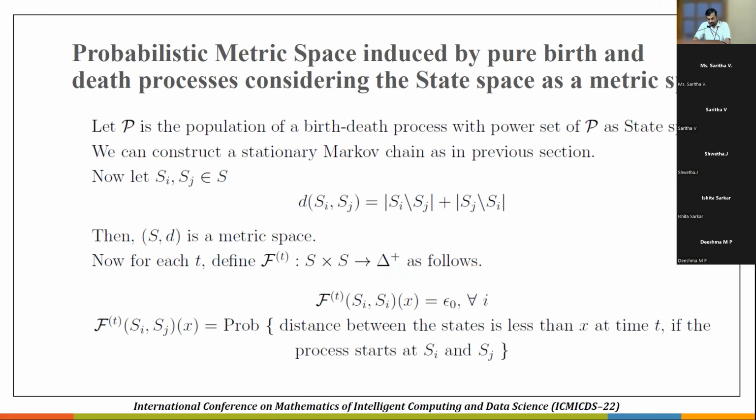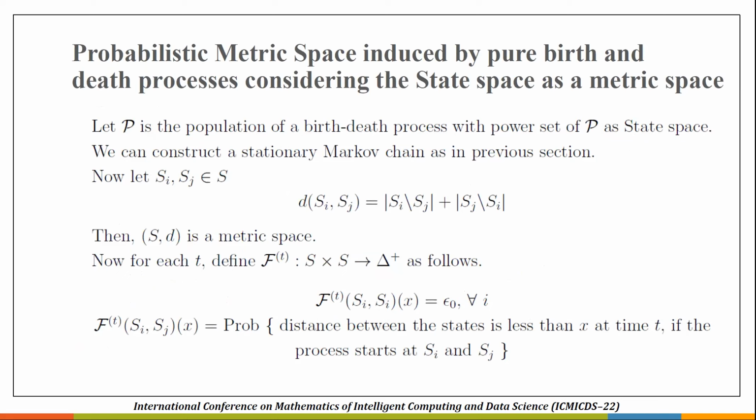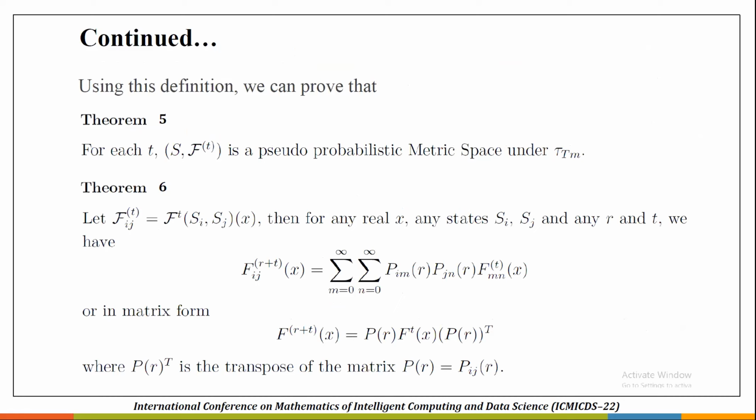And the last case is, okay, I'm concluding. In the last case, we considered the state space as the power set itself, but we consider the cardinality of the symmetric difference as a metric. So the state space will be a metric space, and we define distance distribution functions in a slightly different way. When the state space is considered as a metric space, then also we can assign distance distribution functions. So then also it will induce a probabilistic metric space structure, and these are the main results.